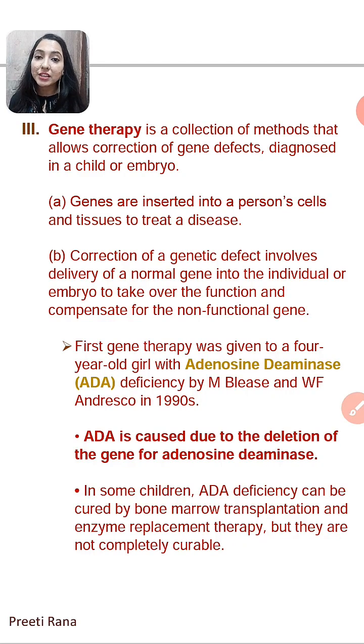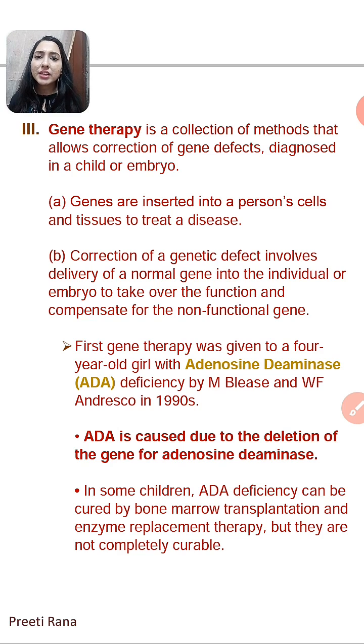Correction of genetic defect involves delivery of a normal gene to the individual in place of the defective gene, so that the normal gene can take up the function of the non-functional gene. The first gene therapy was given to a 4-year-old girl with adenosine deaminase (ADA) deficiency by M. Lees and W.F. Andresco in 1990. ADA deficiency is caused by the deletion of the gene for adenosine deaminase.